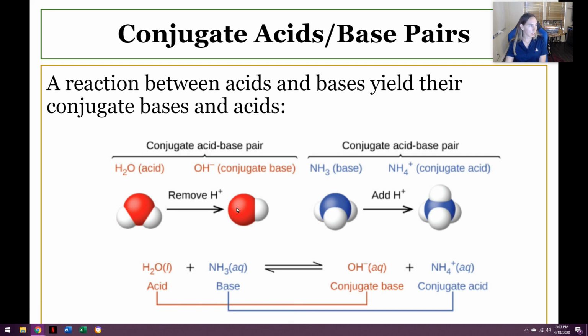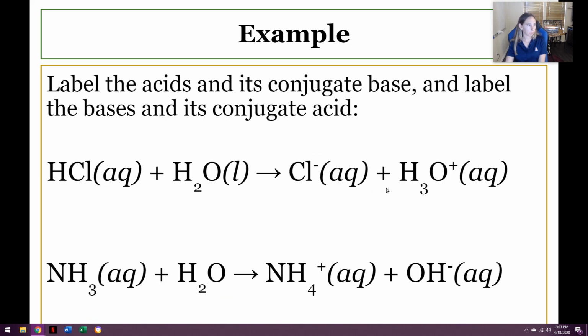So up here, let's look at our space-filling models. You have water, and when it loses a hydrogen, it looks like this. So water is the acid, and hydroxide is its conjugate base pair. This right here is an acid-base conjugate pair. Over here, we have ammonia with the N, the nitrogen, as your blue sphere, and your hydrogens are the white spheres. When it, as a base, gains a hydrogen, it turns into NH4+, and it's the conjugate acid. So this right here is a base and its conjugate acid pair.